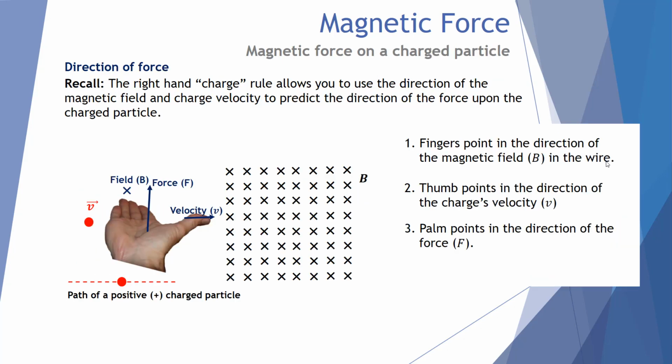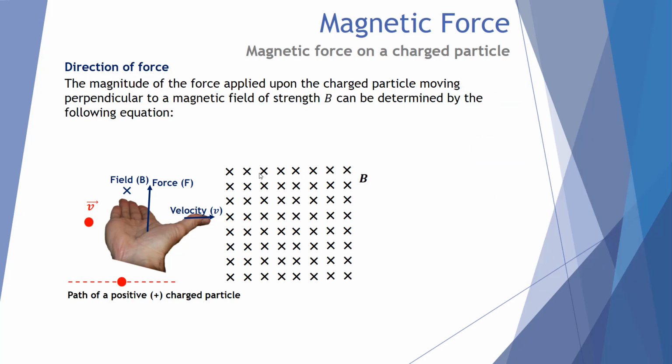Our second situation: now we want to look at an equation that allows us to work out the force upon a charged particle in the presence of a magnetic field. So you recall the right-hand rule for charged particles. Effectively, it allowed you to predict the direction of the force upon a charged particle as it moved perpendicular to the magnetic field. So let's look at the equation we can use to calculate the force upon this moving charged particle in the presence of a magnetic field.